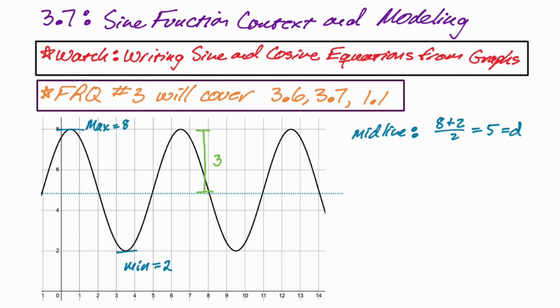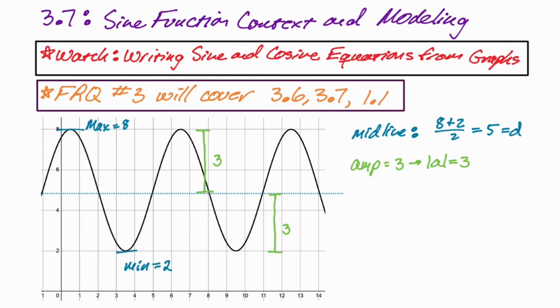I usually actually just count it. And then from the midline to the minimum is also 3. I usually look at both of those to make sure that I'm getting the same value. If you don't, then obviously something is wrong. So our amplitude is 3, which means the absolute value of A is 3. We don't know if A is positive or negative until we actually know where to start this thing.